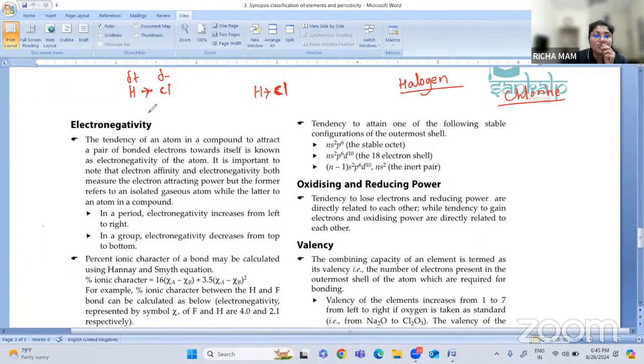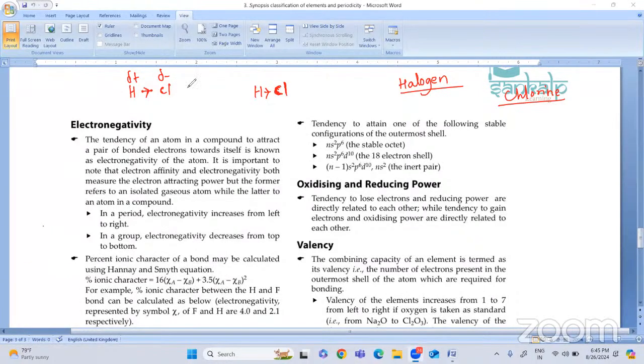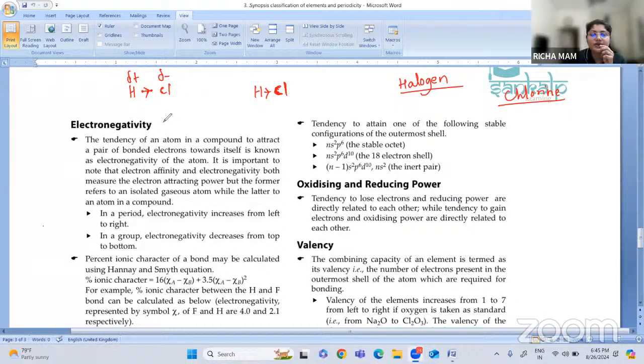So what is electronegativity? It is the tendency of an atom to attract the shared pair of electrons. Here, which is the electronegative atom? Chlorine. It is trying to attract the electron towards itself. So this is termed the electronegativity of an atom.